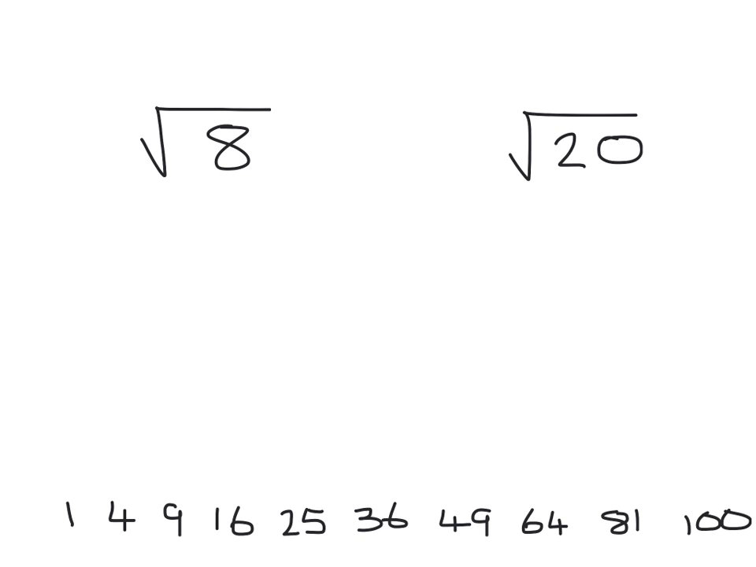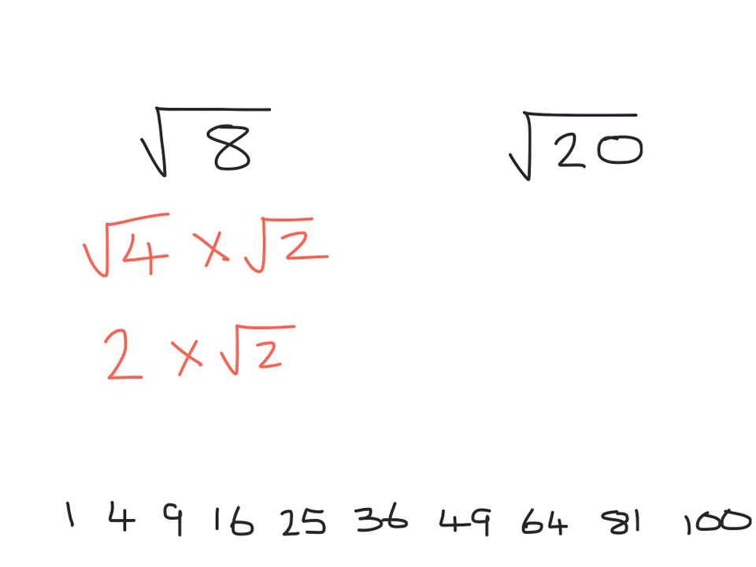So simplifying root 8, we need a square number that goes into 8. So that would be root 4 multiplied by root 2, as 4 times 2 gives us 8. Now obviously root 4 is a square number, you can see from the bottom of the list. So what is the square root of 4? It's 2. So that means we've got 2 multiplied by root 2, and we write that as 2 root 2.